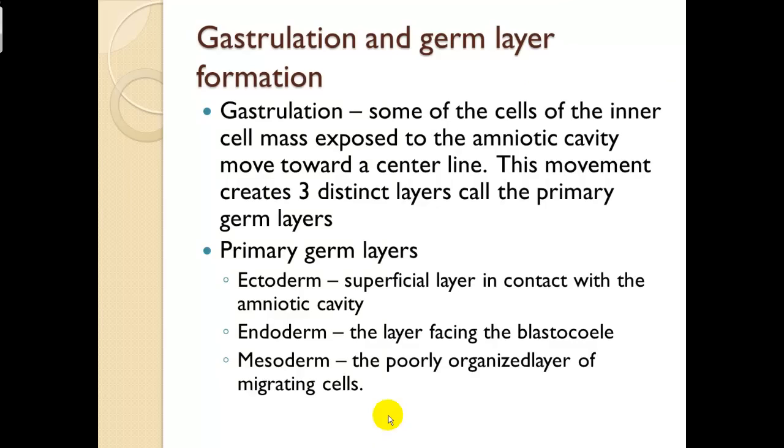Gastrulation and germ layer formation. Gastrulation, some of the cells of the inner cell mass exposed to the amniotic cavity move towards the center line. This movement creates 3 distinct layers called the primary germ layers. Primary germ layers are the ectoderm, the endoderm, and the mesoderm. The ectoderm, superficial layer in contact with the amniotic cavity. The endoderm, the layer facing the blastocele. Mesoderm, poorly organized layer of migrating cells, and this is the one that's going to adhere and attach. This is essentially inside out.